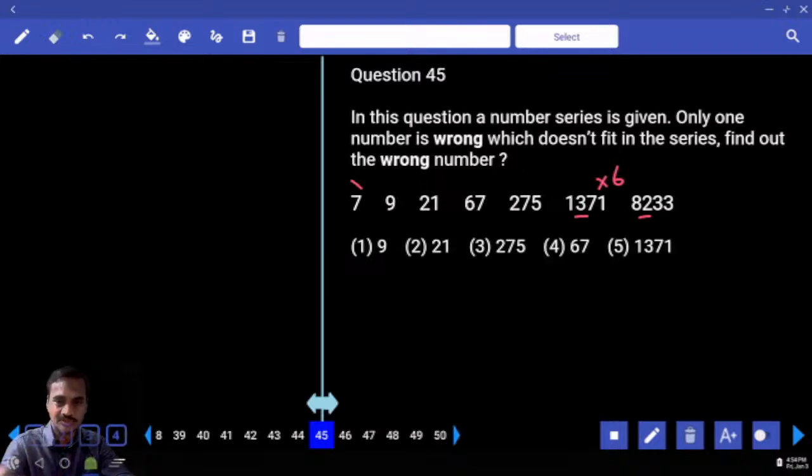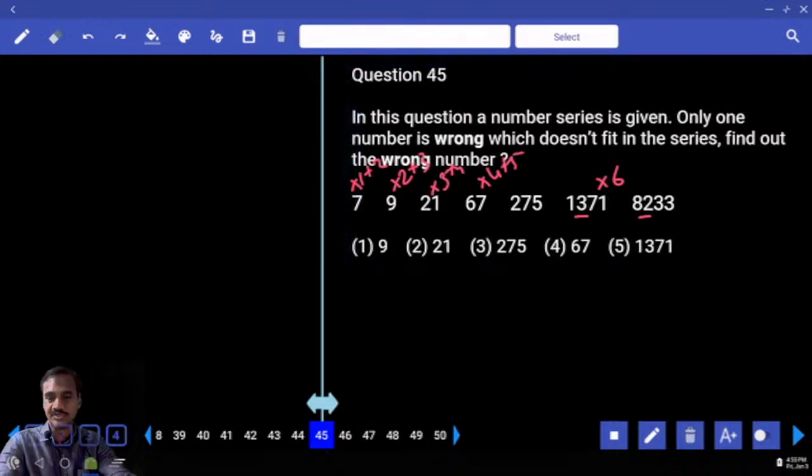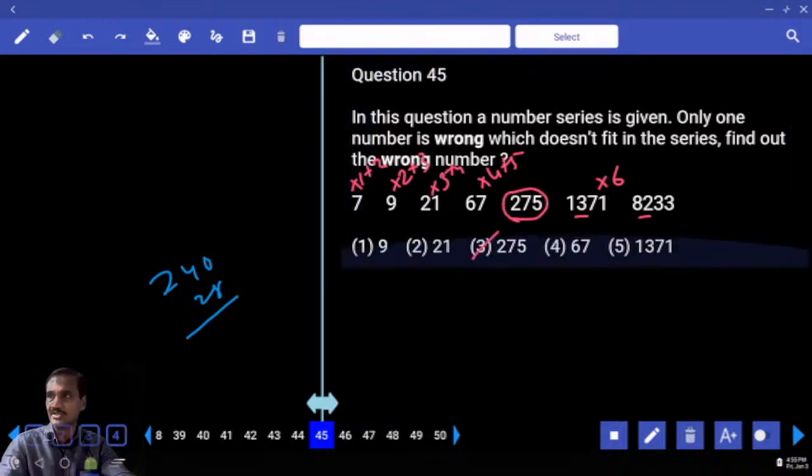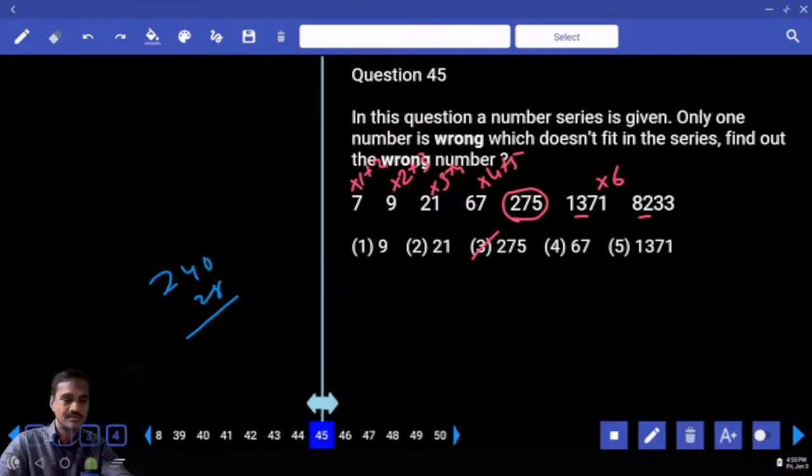Then how much should it be here? Into 1 plus 2, into 2 plus 3, into 3 plus 4, into 4 plus 5. 60 into 4, 240, 7 into 4, 28, that is 268, plus 5, 273 should come. How much did it come? 275. Hence that is the wrong number, choice 4. Choice 3. Now this is about question number 45. Clear? Now paper number 109. Any more doubts in 109? Fine.